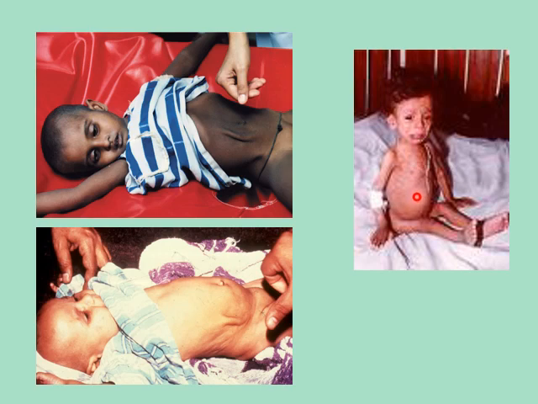When you check the state of hydration, you cannot use the abdomen pinch. You can use this area, the side or interior of the chest. Also, you can touch the peripheries. You can see they are cold peripheries because of poor perfusion. Here also, more clear in this infant and this infant.